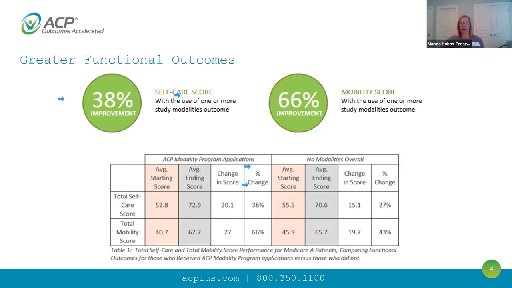Another really important takeaway from this particular study is that the modality group actually started out at a lower average score in both categories when you compare to the starting score in the non-modality group. Yet they ended up at a higher ending score than the non-modality group. And I think that's pretty significant. So that's really telling us that the modality group were more debilitated at the beginning, yet outperformed and did better than the non-modality group in the end.